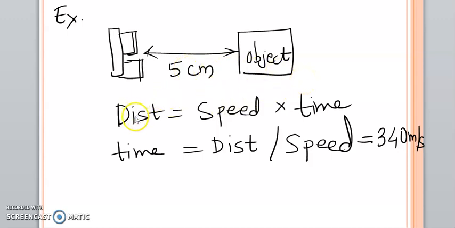So we have started with the traditional formula of distance, that is, distance will be equal to speed into time. So obviously time will be equal to distance divided by speed. Here speed is nothing but speed of sound in air, which is equal to 340 meters per second.